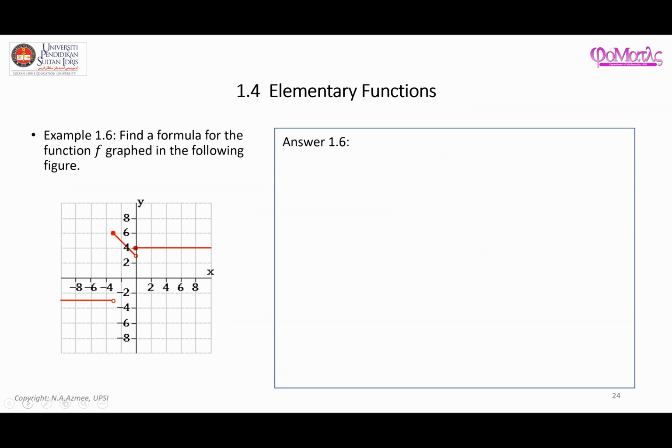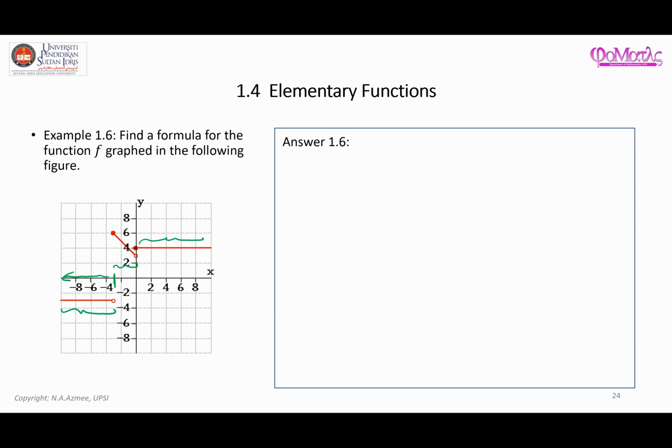Okay, next let us try to find a formula for the function f graphed in the following figure. Based on this graph here, you can see that we may have 3 different parts. So this is the first part, and then this is the second part, and this is the third part of the domain. The domain starts at -3 and it is going in this direction.